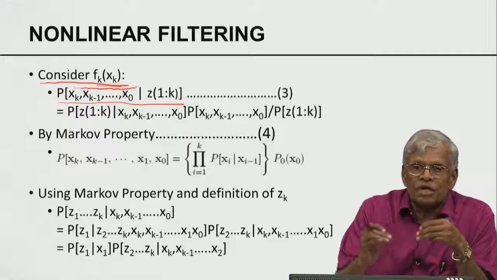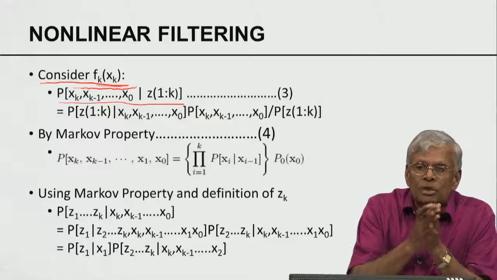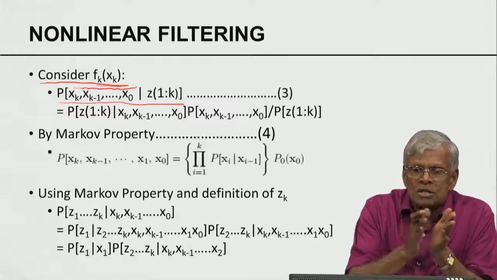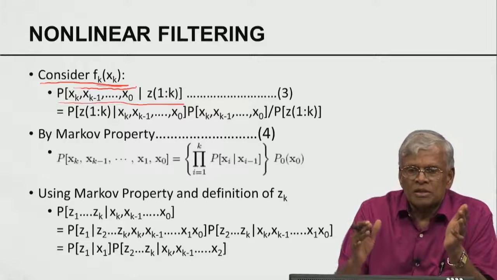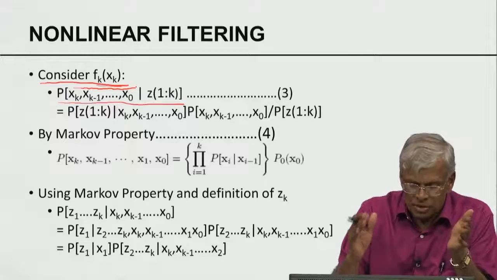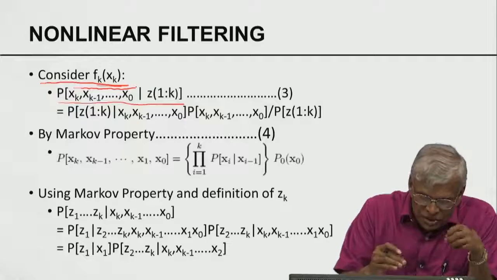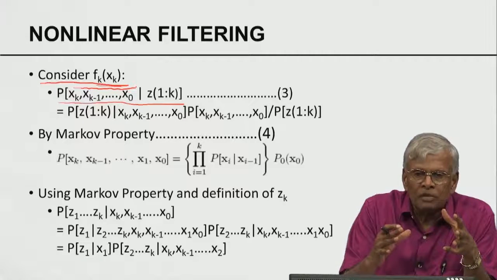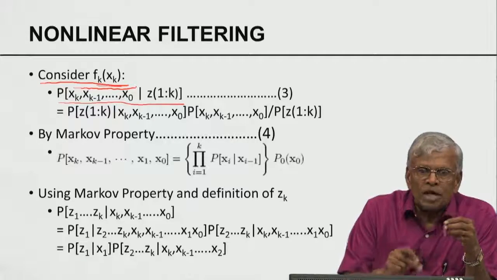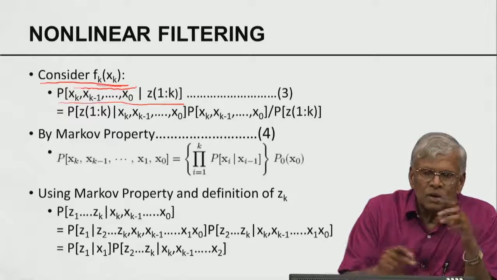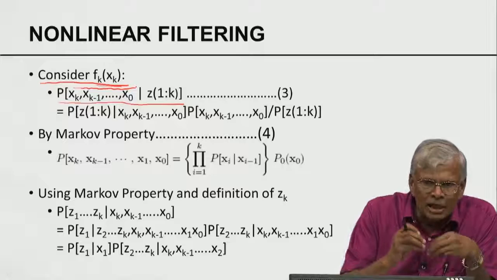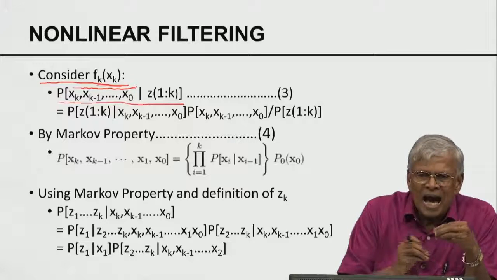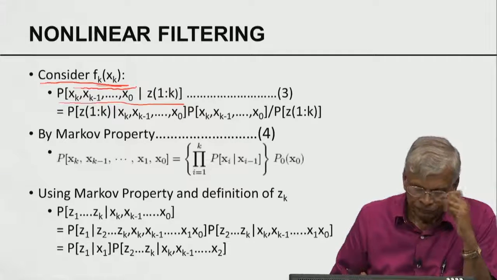I'm conditioning everything on all the observations up to and including time k, z1 colon k. Z1 colon k represents all the information obtained from time 1 to time k. Of course, inherent in here is the model information too. Why? Going from x0 to x1 is given by the model. So there is model information, there is observation information. So this is the mix of both the model and the observations.